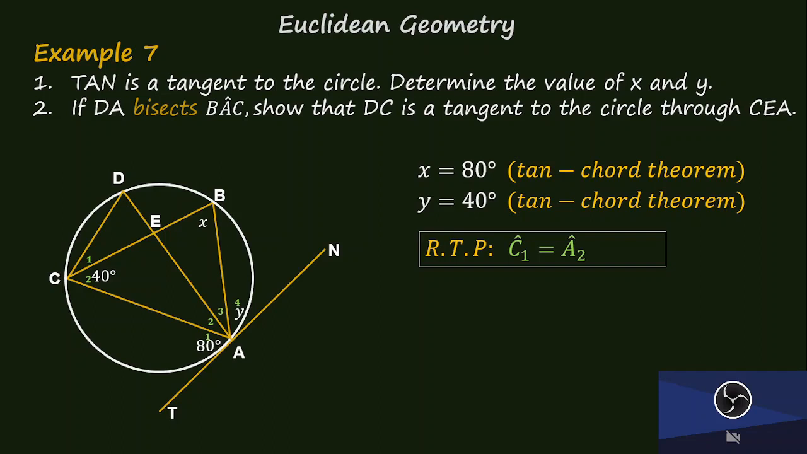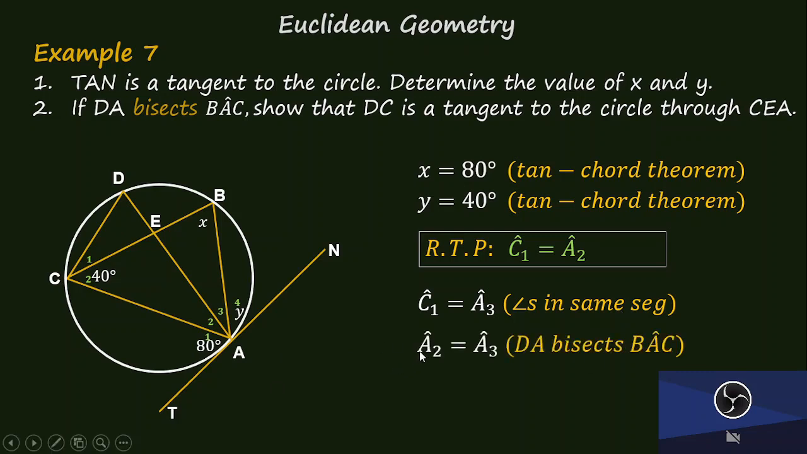How do we prove that? We know that C1 equals A3. Why? These are angles in the same segment. Look, we have the butterfly, and all the vertices of this butterfly touch the circumference of the circle. So C1 will be equal to A3. These are angles in the same segment, theorem 4. So we are using theorem 4 now to prove something else.